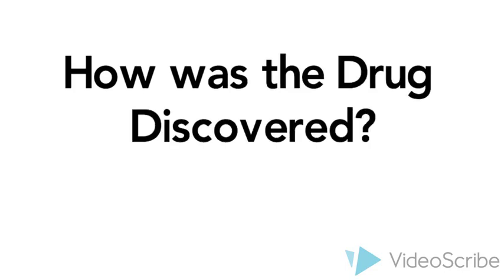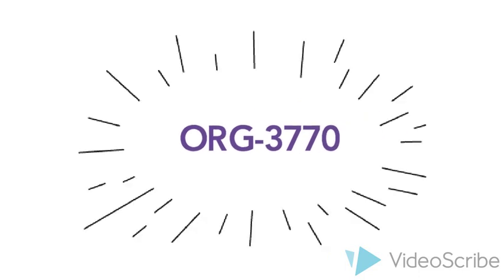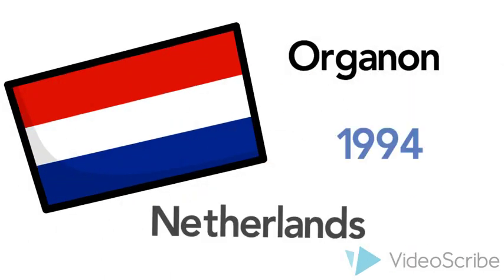So how was mirtazapine developed and discovered to form this structure? Well, mirtazapine was originally known as the Org 3770. It is currently sold under the brand name Zispin in the UK. It was developed by Organon International in the Netherlands and licensed in 1994.